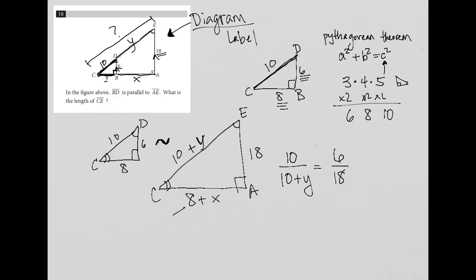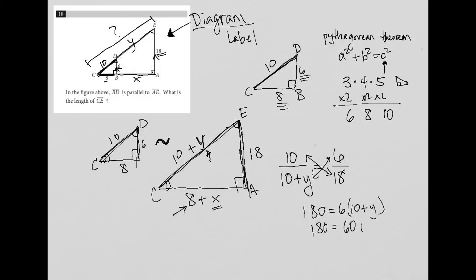Obviously, I could have also included the 8 plus x. Because I'm not trying to find x, I decided to focus my attention on the hypotenuse, which contains the y that I'm looking for, and then the vertical side, which contains no variables. So I'm certain that that's 6 and 18. So how do I solve this? Well, I can cross multiply. 10 times 18 is 180. 10 plus y times 6 is equal to, let's just write it all out, 6 times 10 plus y. So I have 180 equals 60 plus 6y. Subtract 60 from both sides, and I have 120 equals 6y.